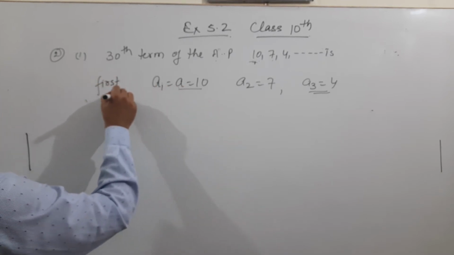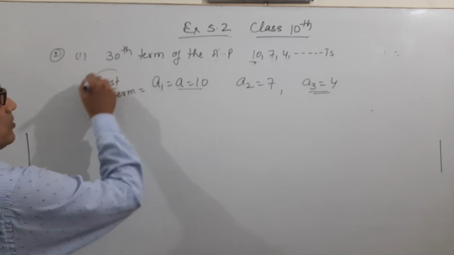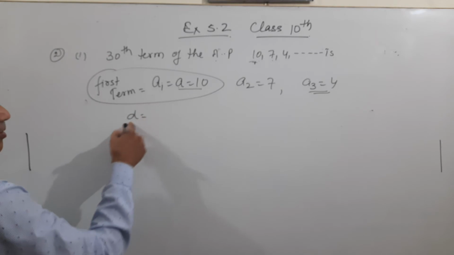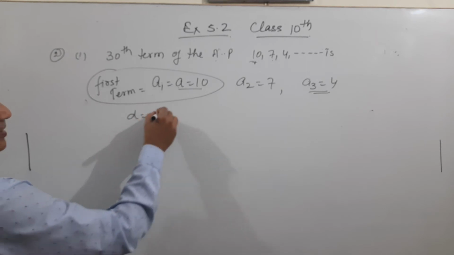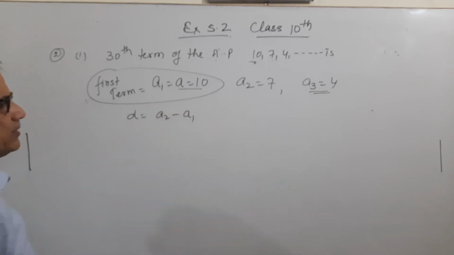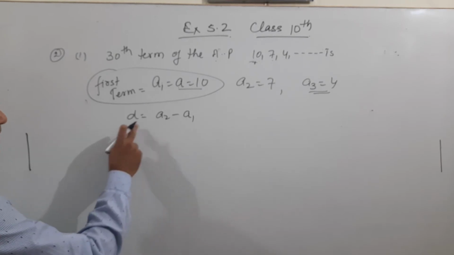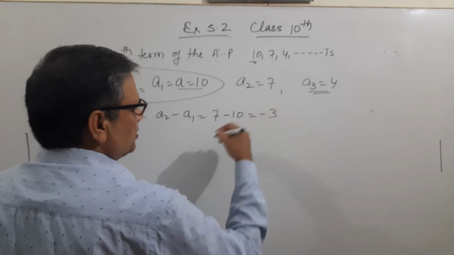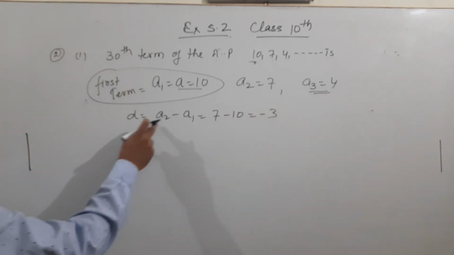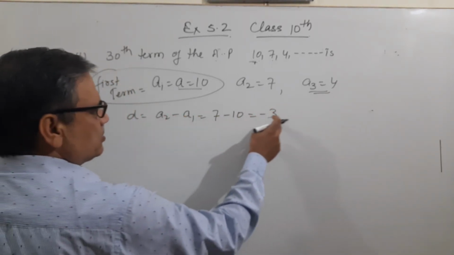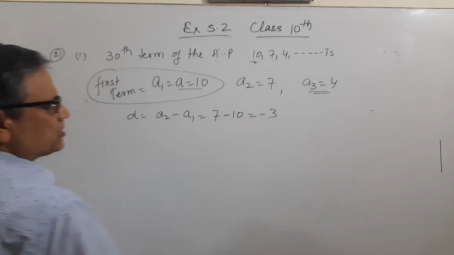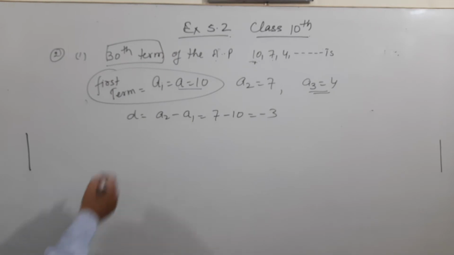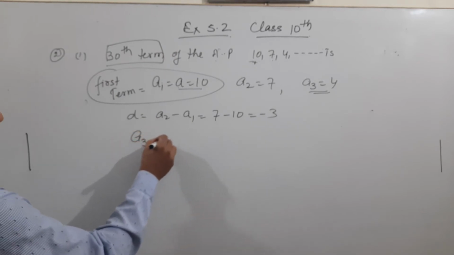First term, which is equal to A. And the common difference D is A2 minus A1. What is A2? 7 minus 10 is equal to minus 3. D is A2 minus A1, 7 minus 10 is equal to minus 3. What do we have to find out? The 38th term. The 38th term means A38, the question mark.